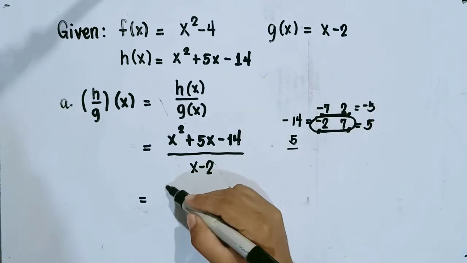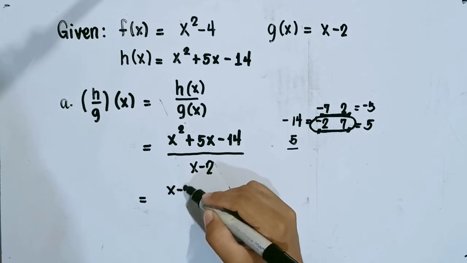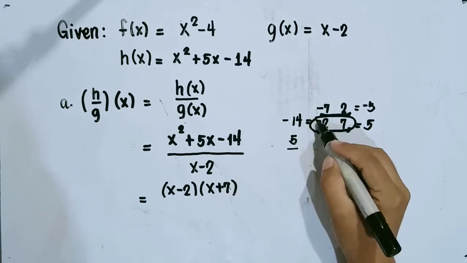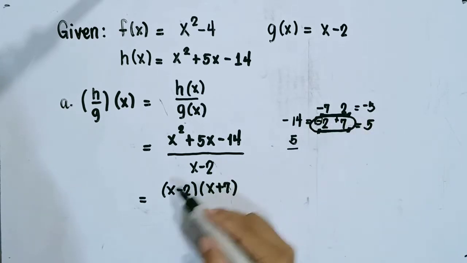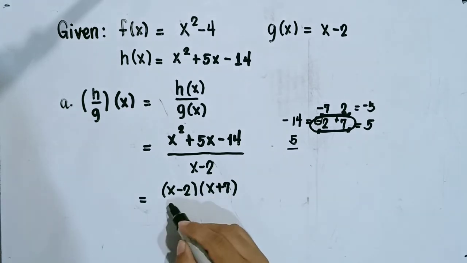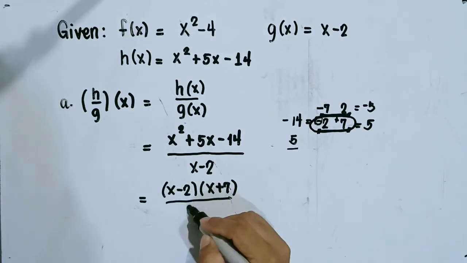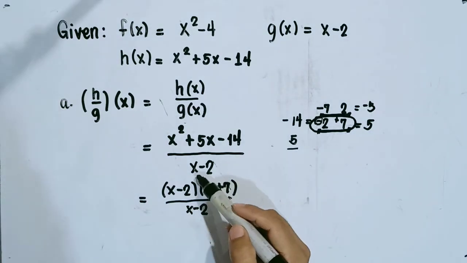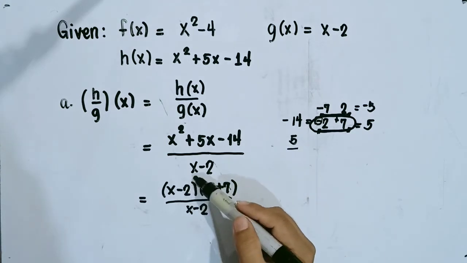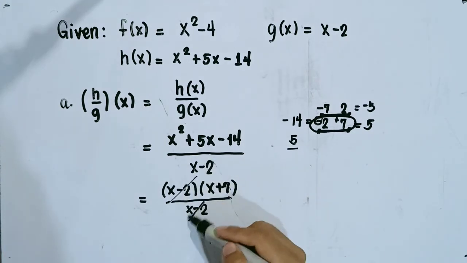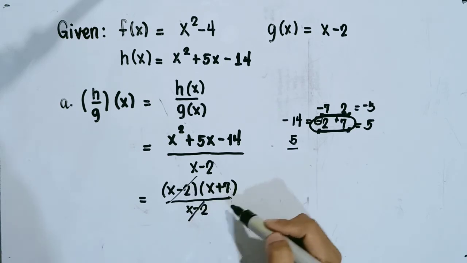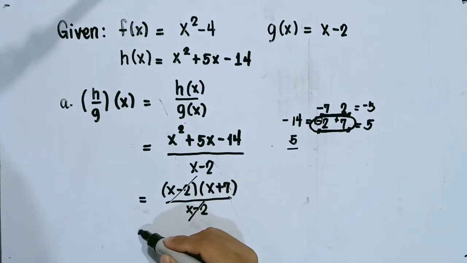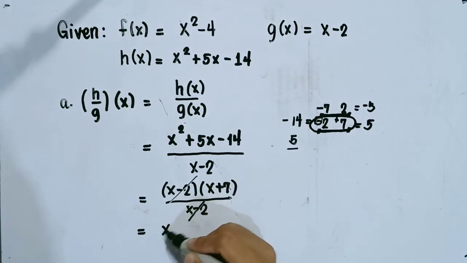So we can write x minus 2 and x plus 7. You take the sign negative and positive. So that is x minus 2 and x plus 7. Then copy x minus 2. Now here, we have expressions that are cancelable in both our numerator and denominator. We have x minus 2, so we can cancel that one. X minus 2 and x minus 2, so it will become positive 1. So you don't need to write positive 1 anymore. So the answer is x plus 7.